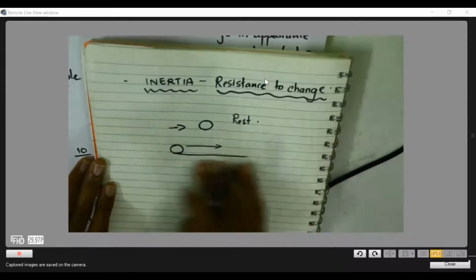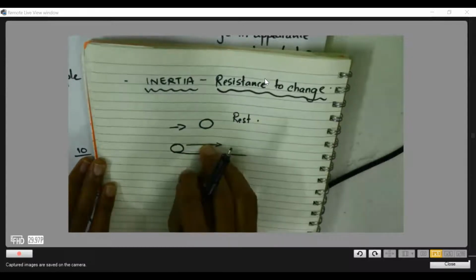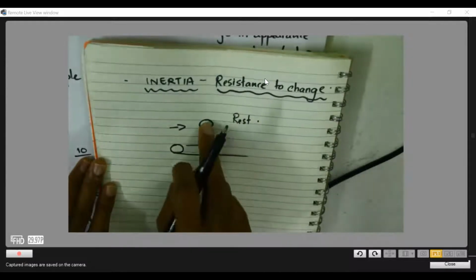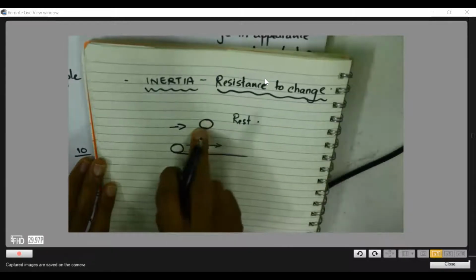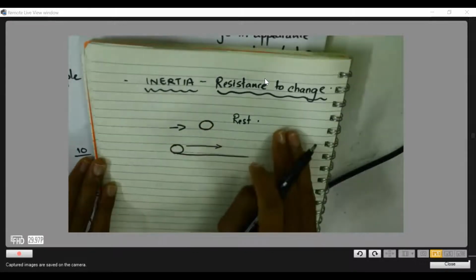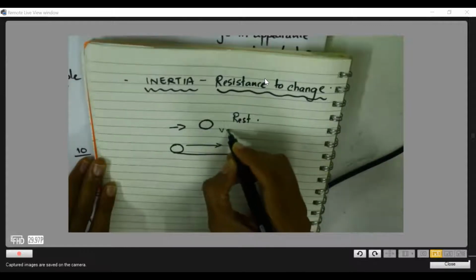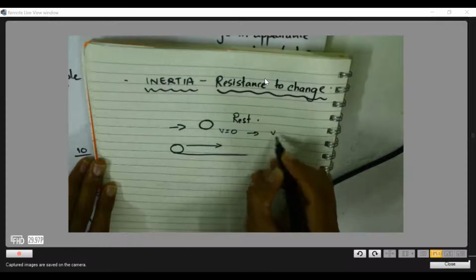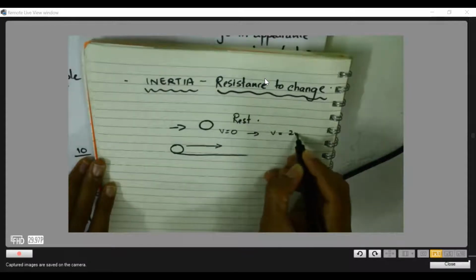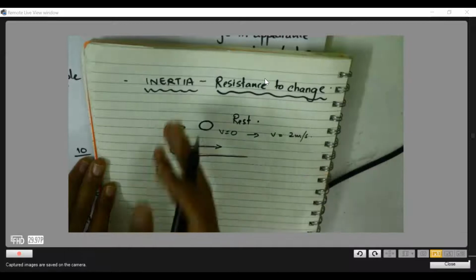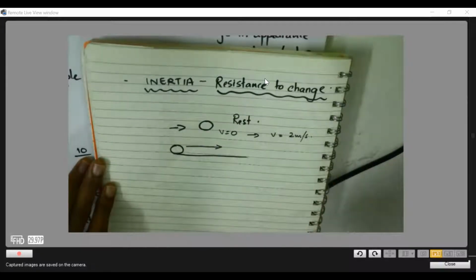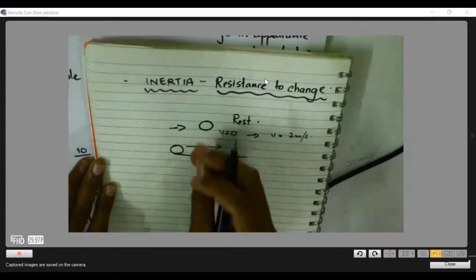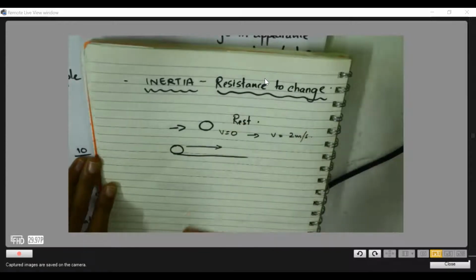So any sort of change can be a change in direction, a change in magnitude, or an initiation of rolling, like it was at rest and you made it move. The velocity was 0, and then you tapped it and it started moving. This is also a change, and so this will also require force. So inertia is resistance to change. If something is moving, it will keep moving until something stops it.